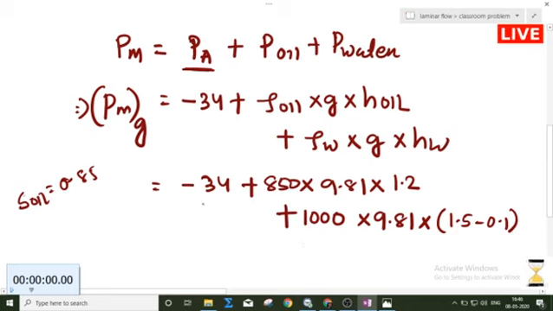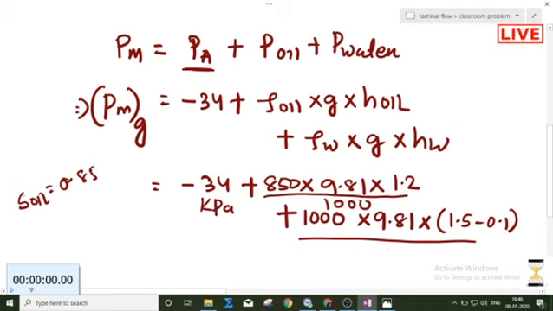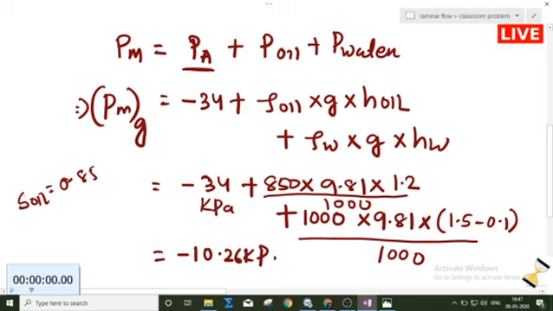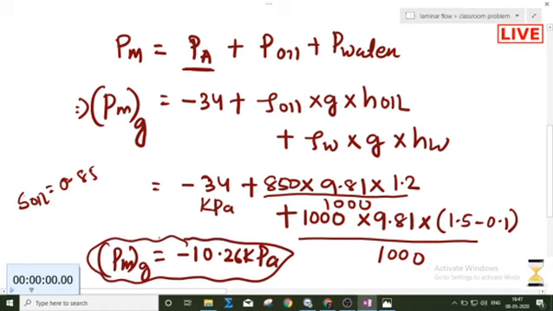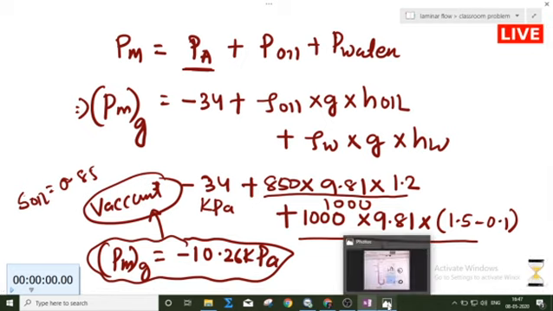Okay. Now this is in kilopascal. So in order to convert into kilopascal, we have to divide it by 1000. Okay. So now if you solve this, it comes out to be minus 10.26 kilopascal. So this is the pressure at point M in the form of gauge. Minus 10.26 kilopascal, which is a vacuum pressure. The pressure at points M and L are both vacuum pressure.